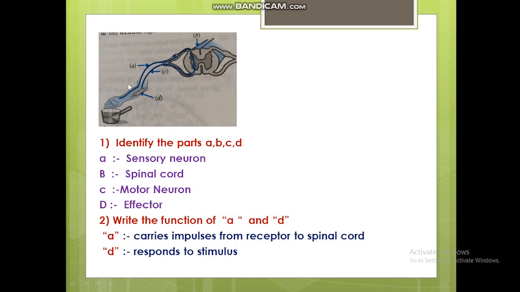The function of the A, that is the sensory neuron, it carries the impulses from the receptor to the spinal cord. The function of D, it responds to the stimulus. Here the stimulus is the hot object. The effectors are the muscles present in our hand. They help to move our hand away from the hot object.